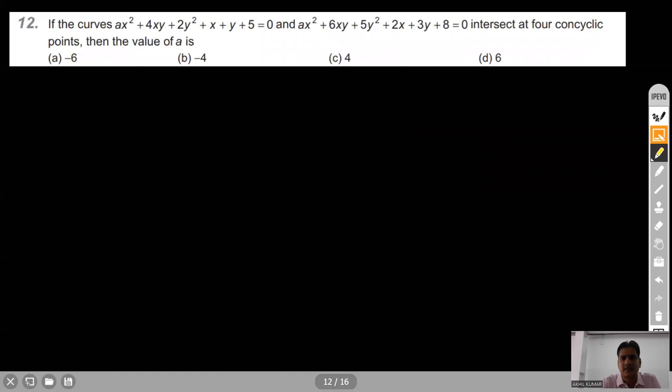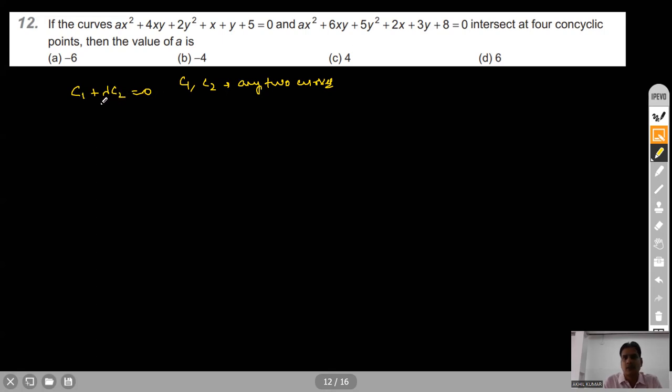If the curves this and this intersect at 4 concyclic points, then find the value of a. If you observe the equation, this is not an equation of a circle basically, because the xy term is here. Anyway, if two curves are intersecting, we can write the equation of a curve passing through the intersection point of these two curves as C1 plus lambda times C2 is equal to 0, where C1 and C2 are any two curves. This curve will pass through the intersection points of C1 and C2.